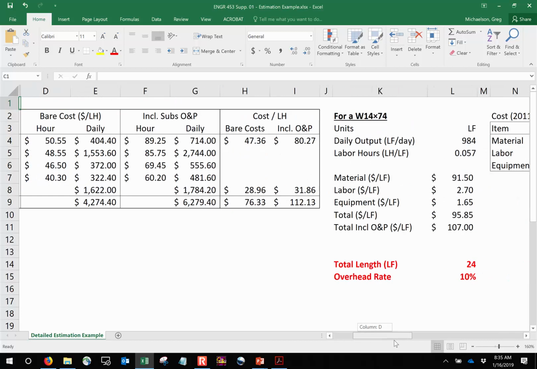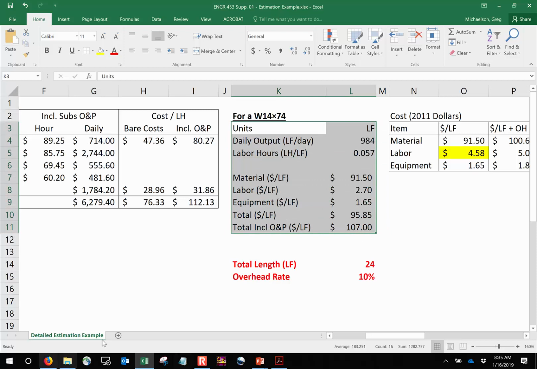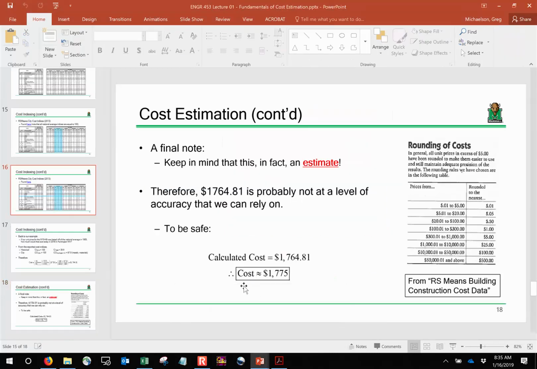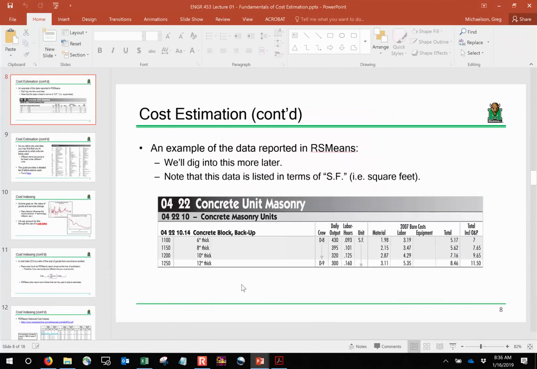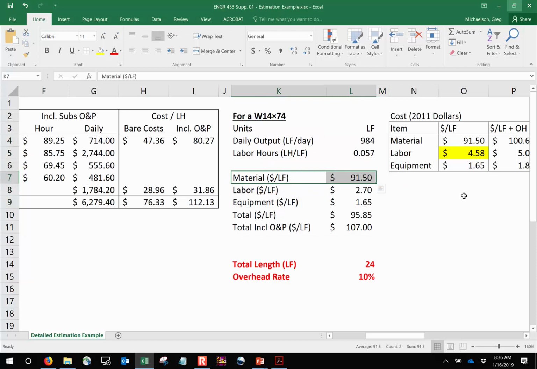So I have here just some basic cost information. Over here on this next table, this comes from this. I looked up how much a W14 by 74 costs. W14 by 74 costs $91.50 per linear foot. The labor is $2.70. Equipment's $165.